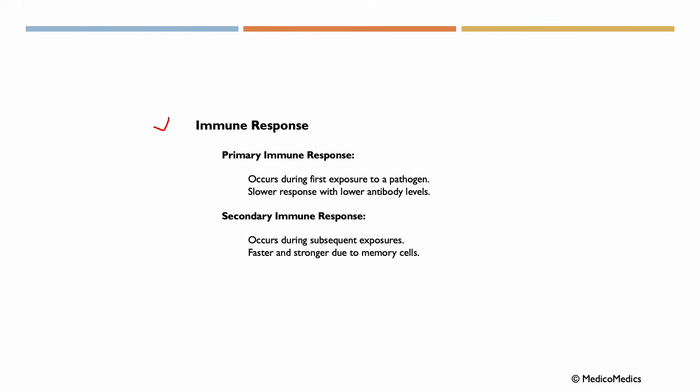So again then, the immune response. We have a primary immune response, which occurs during first exposure to a pathogen. And it's a slower response with lower antibody levels. Then we have secondary immune response, which occurs during subsequent exposures. It's faster and stronger because we now have immune cells, or memory cells.